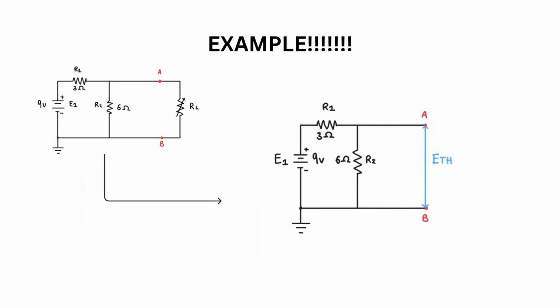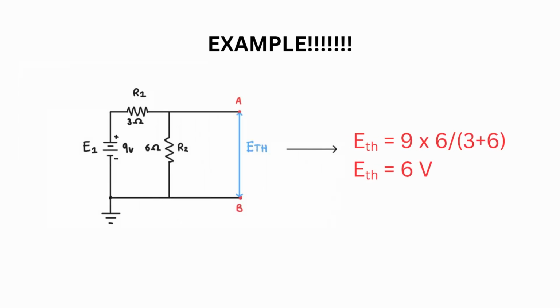For this, we're going to return our power source, and you can see we're calculating ETH between points A and B. The calculations to this is very simple. We're going to use our voltage divider rule, which we should all know, and through doing that, we are able to calculate that our ETH is 6 volts.